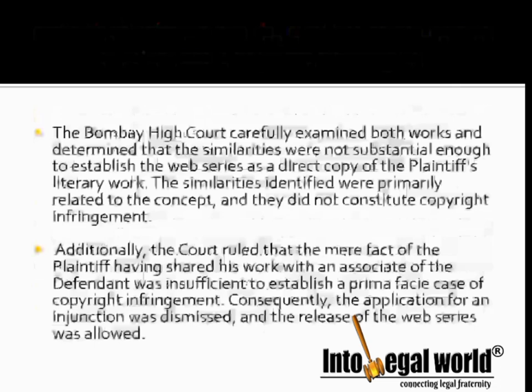The Bombay High Court carefully examined both works and determined that the similarities were not substantial enough to establish the web series as a direct copy of the plaintiff's literary work. The similarities identified were primarily related to the concept and they didn't constitute copyright infringement. Additionally, the court ruled that the mere fact of the plaintiff having shared his work with an associate of the defendant was insufficient to establish a prima facie case of copyright infringement. Consequently, the application for an injunction was dismissed and the release of the web series was allowed.